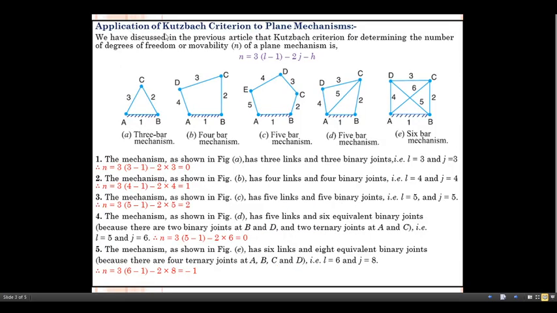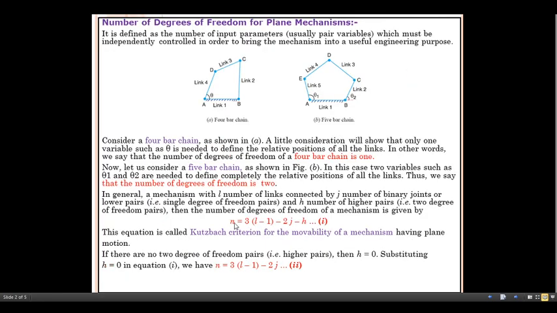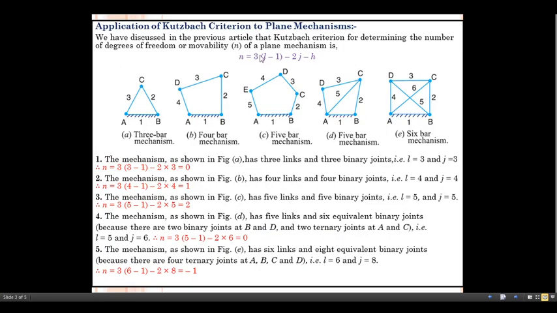So let us see the applications of Grubler's criterion to plane mechanisms. For that, the different cases are in front of you. In the previous case, we have already seen this formula, n equals 3 into (L minus 1) minus 2j minus h. Now we can apply this formula to the various cases to determine the number of degrees of freedom for all the cases.